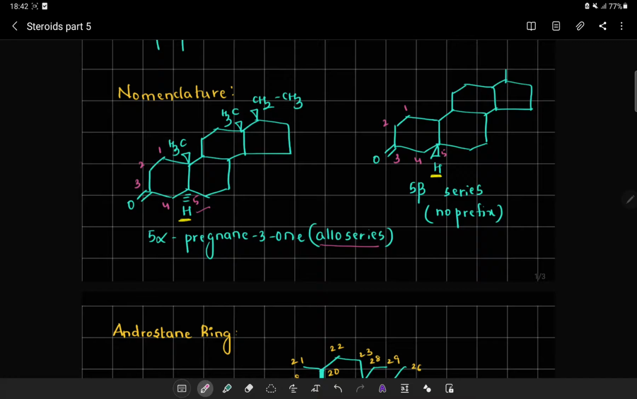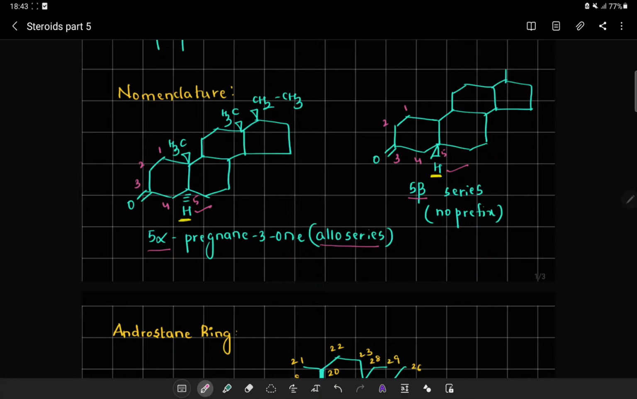now can we not observe that this is on a wedged line, whereas this is below the plane. When I see the first compound, this is below the plane and this is above the plane. Depending on that, there will be two series. One is the 5-alpha series, also called the allo series. The second one is called the 5-beta series. Now the 5-beta series is called the normal series, hence there is no prefix, whereas the 5-alpha series has been given the nomenclature allo series.